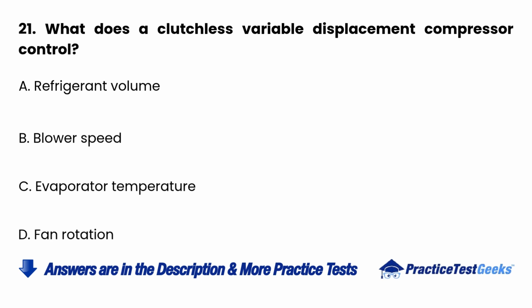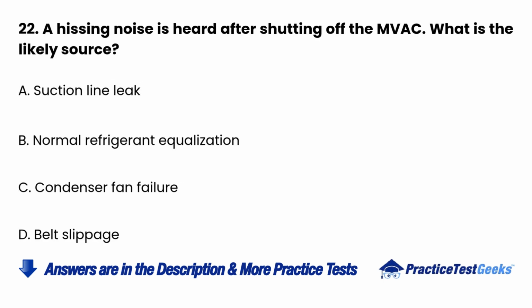21. What does a clutchless variable displacement compressor control? A. Refrigerant volume. B. Blower speed. C. Evaporator temperature. D. Fan rotation. 22. A hissing noise is heard after shutting off the MVAC. What is the likely source? A. Suction line leak. B. Normal refrigerant equalization. C. Condenser fan failure. D. Belt slippage.